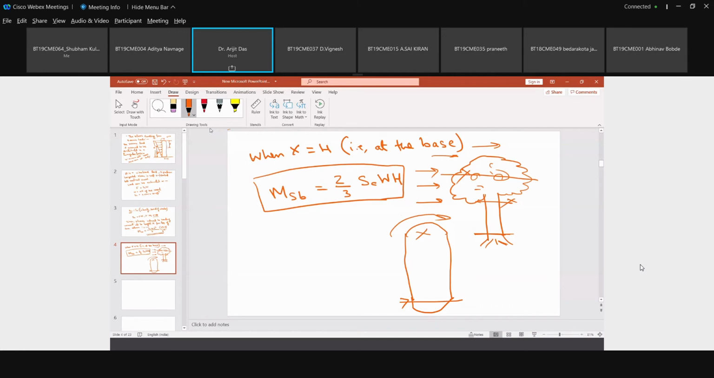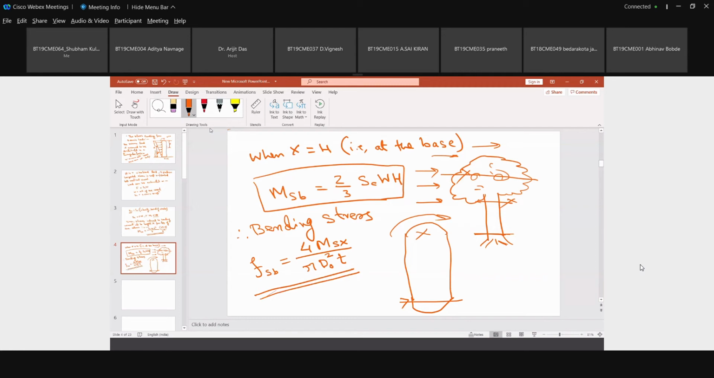So the equation also agrees with that conclusion. And what should be the bending stress? This is the bending moment, therefore the bending stress is four times MSX divided by pi d naught square into t. So this is the bending stress.